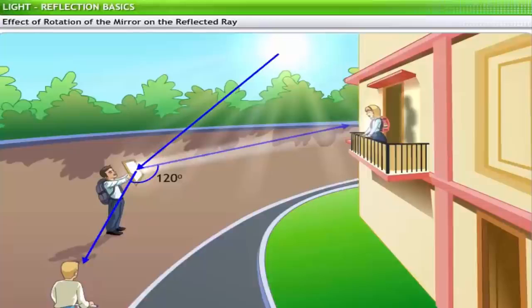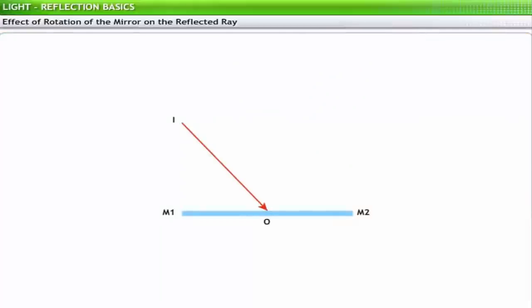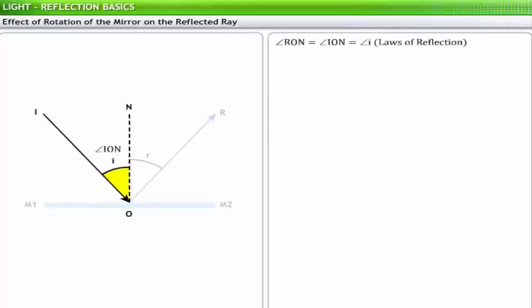To solve this problem, let us see what happens to a reflected ray when a mirror is rotated through an angle. Consider a ray of light IO incident on a plane mirror in position M1, M2, such that OR is the reflected ray and ON is the normal. Therefore, based on the laws of reflection, angle RON is equal to angle ION, which is the angle of incidence I. Therefore, angle IOR is equal to twice the angle of incidence.